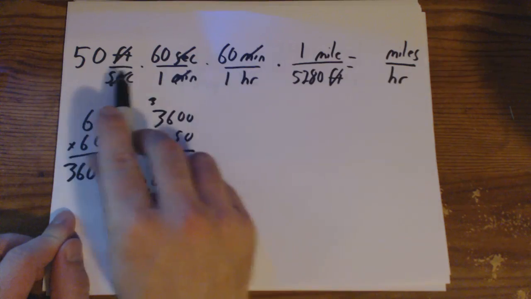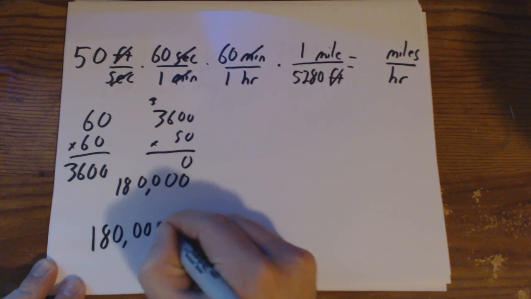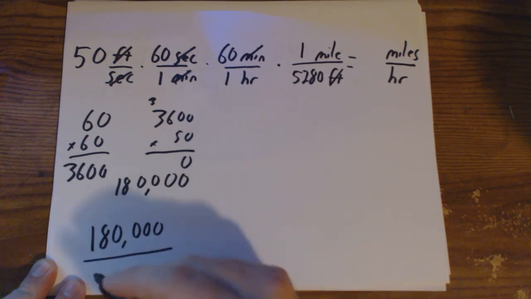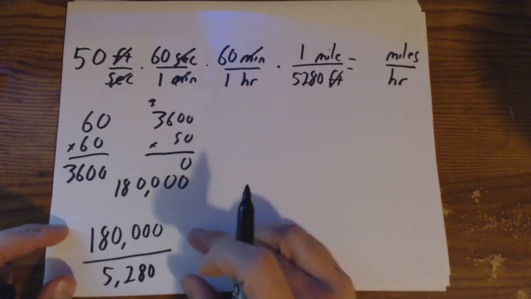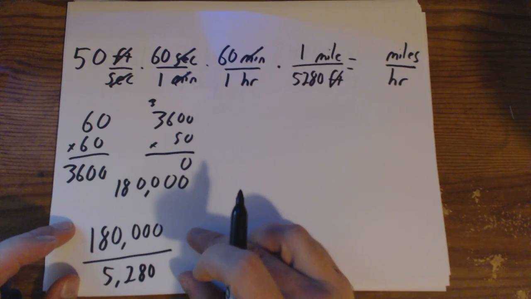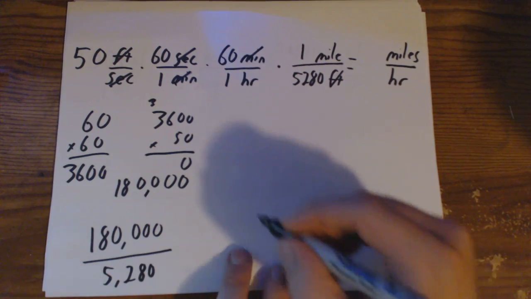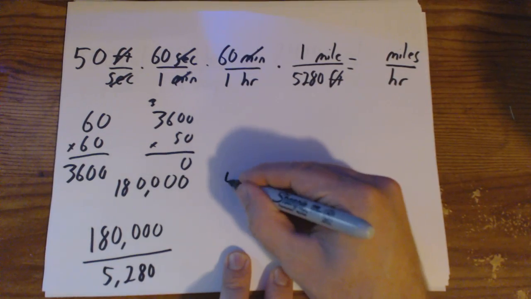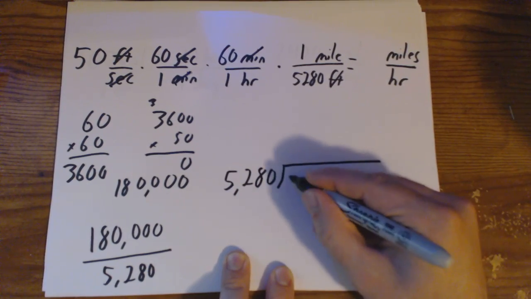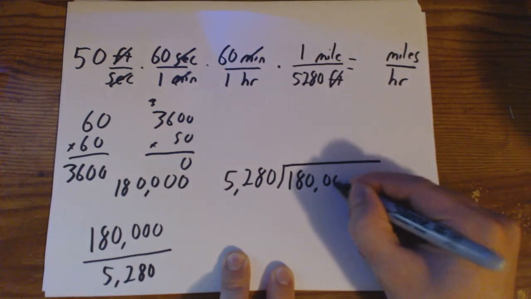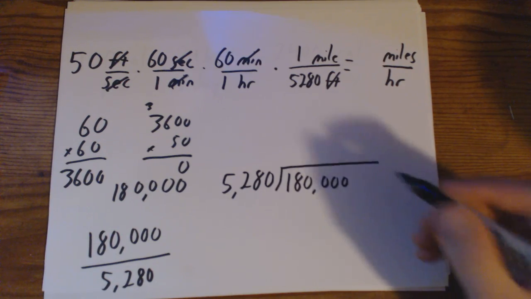That was all of our top. All of our numerator came out to be 180,000. So we can write that here. We have 180,000 over 5,280. Now, are we going to leave our fraction like this? No, we're not. If we want to find this out to the nearest mile per hour, we're going to have to divide. So again, you would set this up as 5,280 going into 180,000.